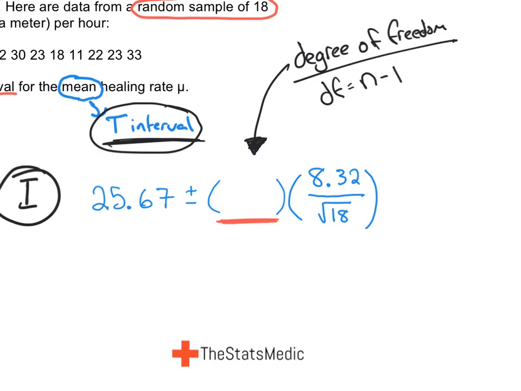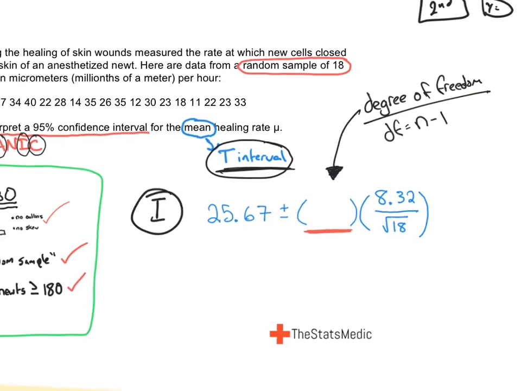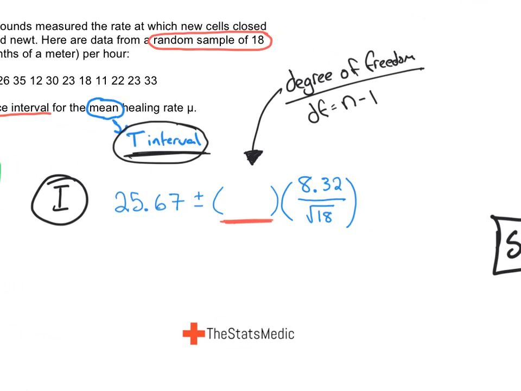So let's take it for this problem right here. Remember, there was 18 sampled. So the degree of freedom is 18 minus 1. So the degree of freedom that I care most about for this problem is 17. Now, why is that important? It's only important for the critical value. So let's go look up a 17 degree of freedom with a 95% confidence interval.